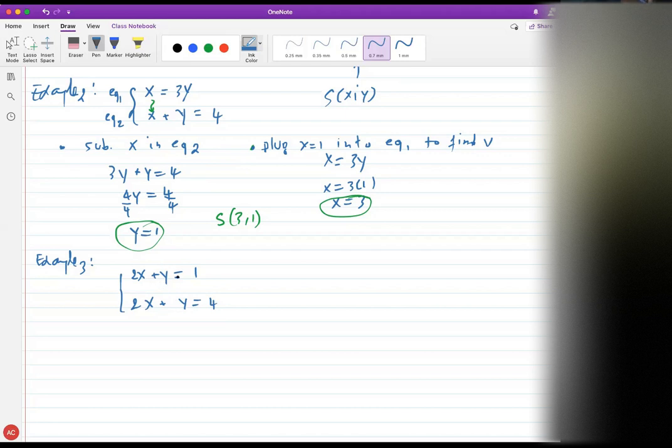All right, so again, we need to have one of the variables by itself, either equation. So let's move, for example, this one over here. So we could have the y by itself, or you could do it here. You could move that 2x to this side to get this by itself. So we need to isolate one of the variables.